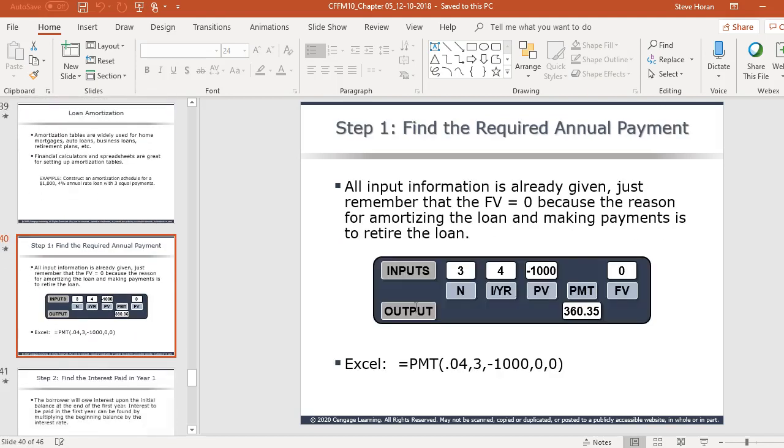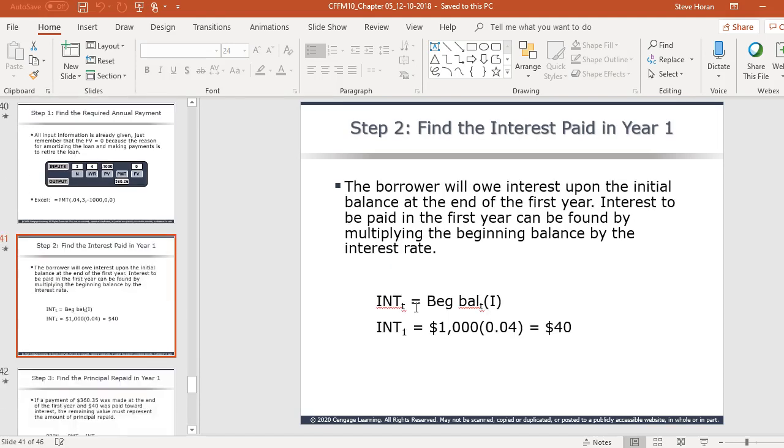So they're kind of showing us here, if we're going to borrow some money, $1,000, interest rate is 4%, 3 years, what the payment would be to basically make 3 payments and take care of that loan. Okay. And then just finding interest paid in the year. Very simple interest. This is an example of simple interest where it's compounded annually. $1,000 principal times the 4% would be $40.